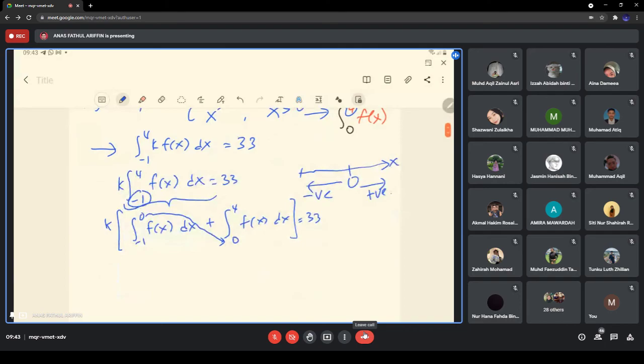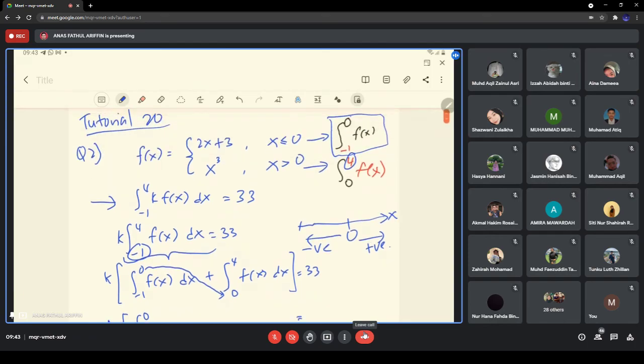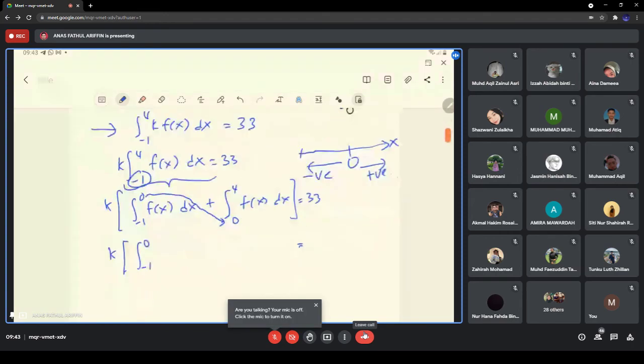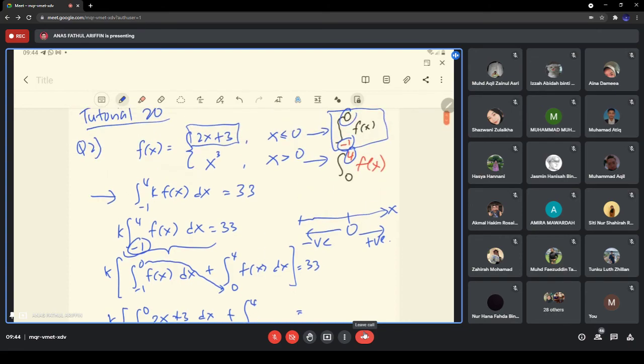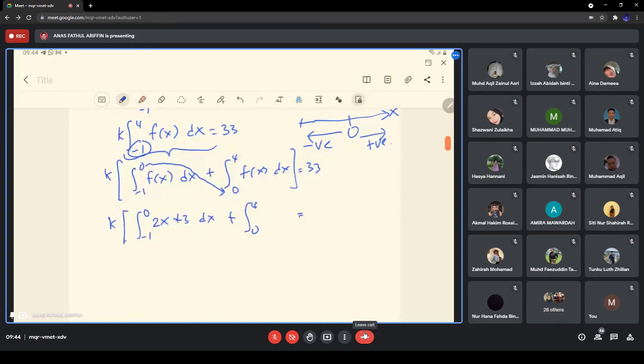Okay, now we substitute the value of function f(x). So k multiply, integrate from -1 to 0. What is function f(x) for this limit -1 to 0? Tengok, -1 to 0, dia punya function apa? 2x plus 3. So we substitute 2x plus 3 dx. And then plus, integrate 0 to 4. Dia punya function apa? x cube. So x cube dx. Okay, and then we close the bracket equivalent to 33.